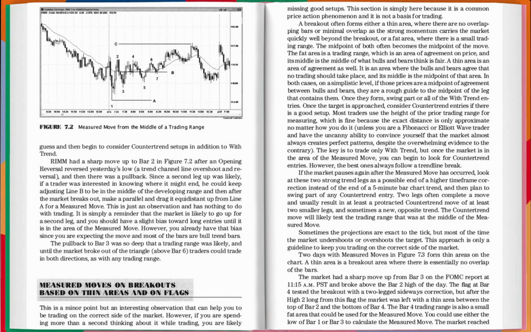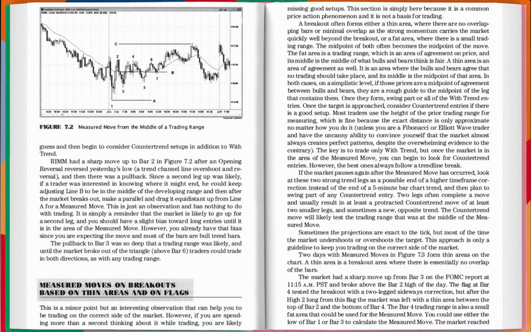If the market pauses again after the measured move has occurred, look at these two strong trend legs as a possible end of a higher time frame correction, instead of the end of a 5-minute bar chart trend, and then plan to swing part of any countertrend entry. Two legs often complete a move and usually result in at least a protracted countertrend move of at least two smaller legs, and sometimes a new, opposite trend. The countertrend move will likely test the trading range that was at the middle of the measured move. Sometimes the projections are exact to the tick, but most of the time the market undershoots or overshoots the target. This approach is only a guideline to keep you trading on the correct side of the market.